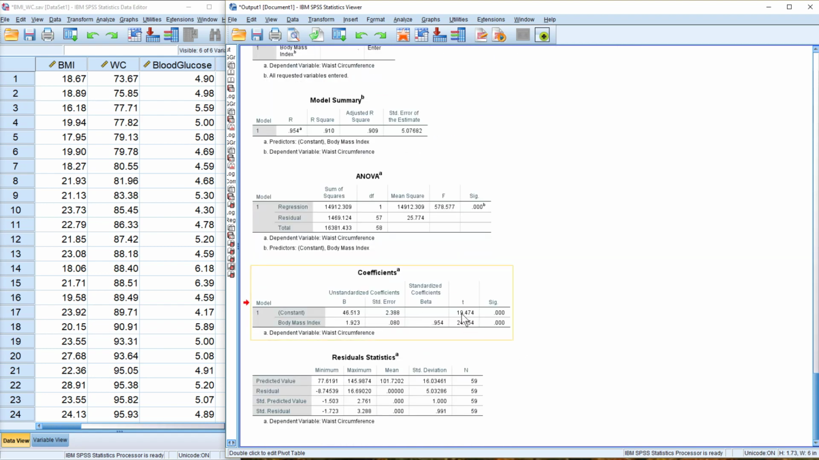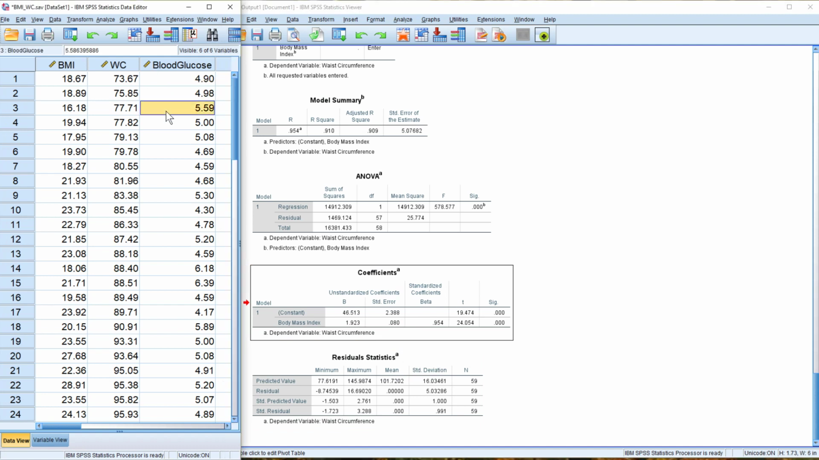The test statistic is a t-test, and it's testing whether this coefficient is equal to 0. We've got very strong evidence that the constant value is not 0, and therefore we would keep that in our regression model. The next line is testing whether the slope, which is the relationship between BMI and waist circumference, is equal to 0. And we've got very strong evidence that it's not. So both of these are significant. We usually care less about the constant value. We care more about the slope value, because that's the relationship of interest.